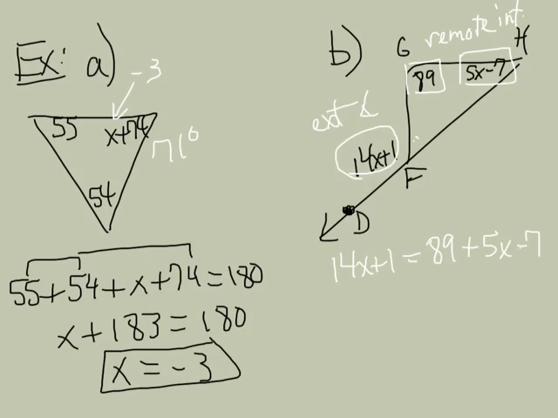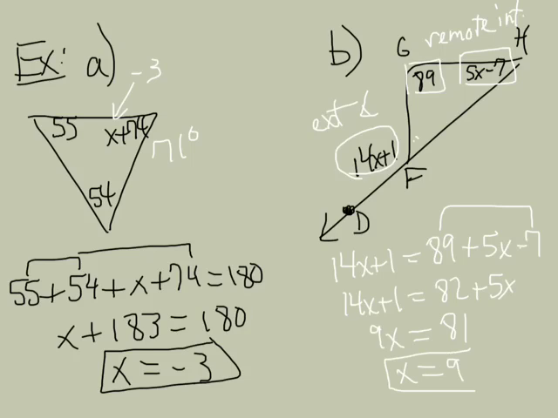Okay, we'll do a quick solve. I'm going to combine like terms over here first: 14x plus 1 equals 82 plus 5x. I'm going to subtract 5x from both sides, and I'm going to subtract 1 from both sides. I didn't show too much of my work, but there's what you get. Divide by 9. x is going to be 9.